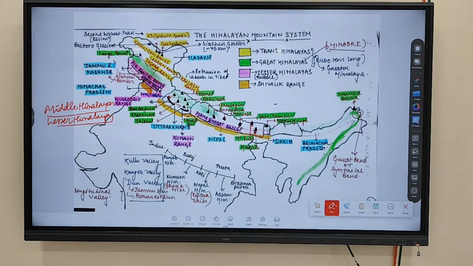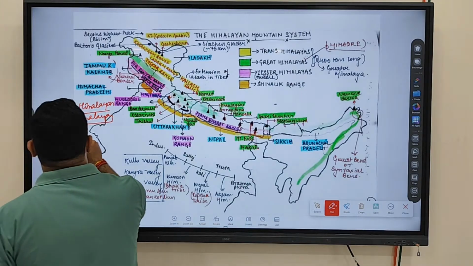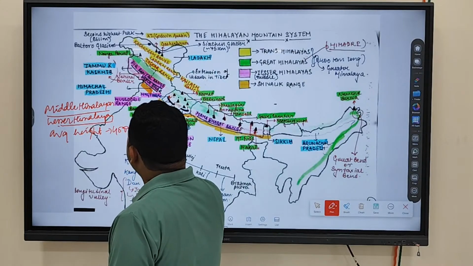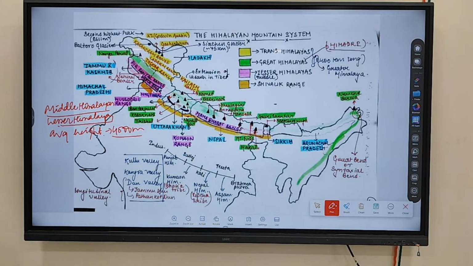Average height is how much? Average height is around 4,000 meter. Greater Himalayas average height is how much? 6,000. This is okay, average height is 4,000 meter. Clear? Now, another important thing to keep in mind is that this also contains sedimentary rocks of which origin? Marine origin. Fine.